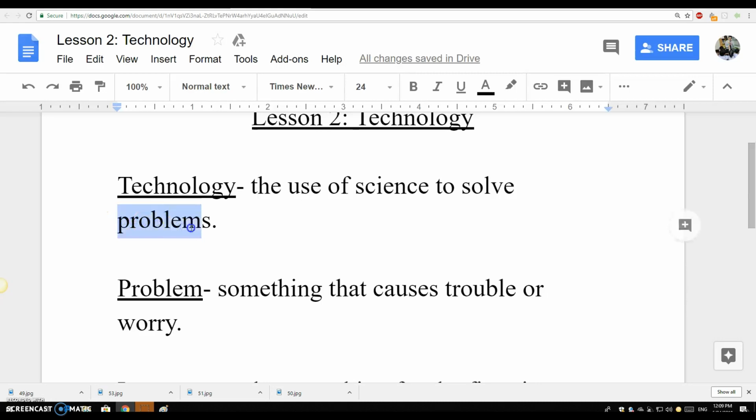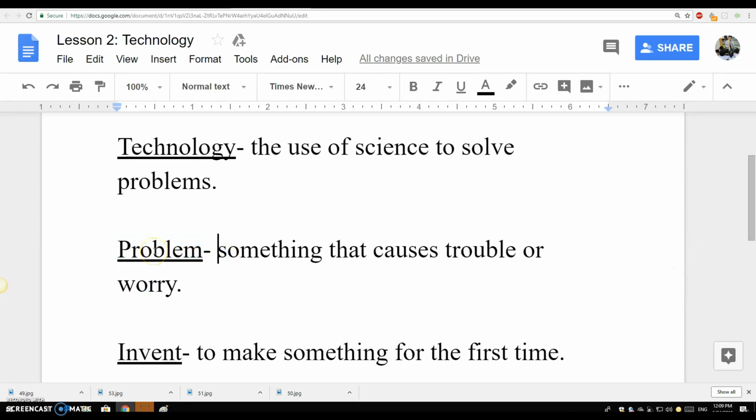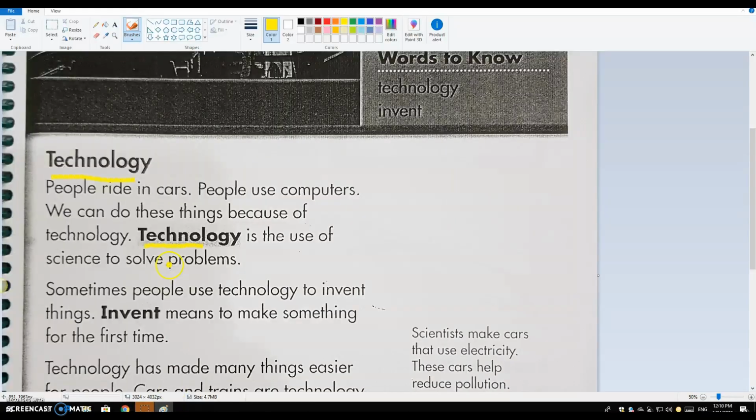The use of science to solve problems. You might be asking, what is a problem? Don't worry, I've got it written down right here. A problem is something that causes trouble or worry. So, I have a problem. I can't talk to my dad. He's in America. So, I can use technology, my cell phone, to call him.